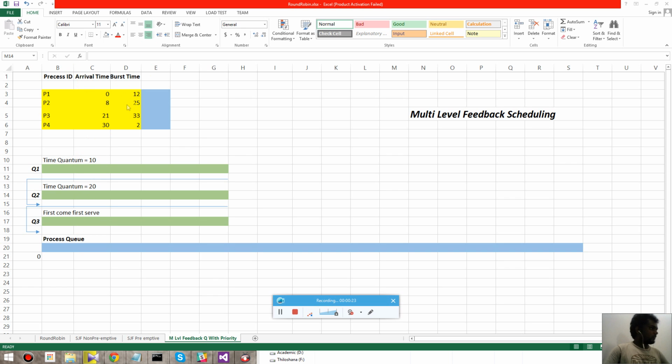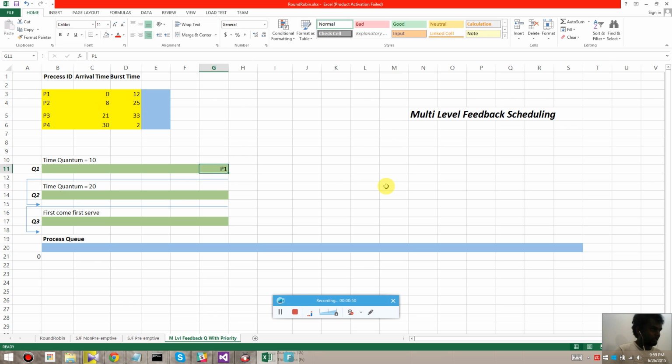So here I have the set of data. I have four processes, P1, P2, P3, and P4, and these are the arrival times at the CPU and the burst times. Right, so let's get started with process P1. Process P1 arrives at the CPU at time 0. So at time 0 I have process P1 in the queue.